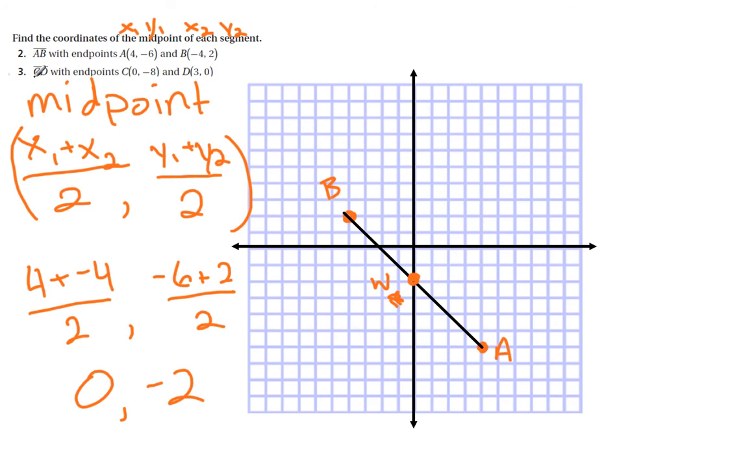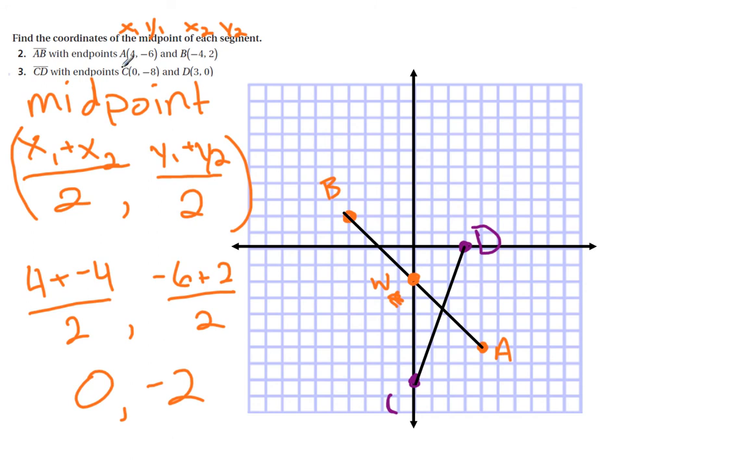Okay, number 2. CD. So C is at 0, -8, 2, 3, 4, 5, 6, 7, 8. And D is at 3, 0. So here's C, here's D. And again, we want to know what is the point that's right in the middle between these two. This one maybe not as obvious. You're thinking, oh, maybe it's where they intersect. Wouldn't that be nice?